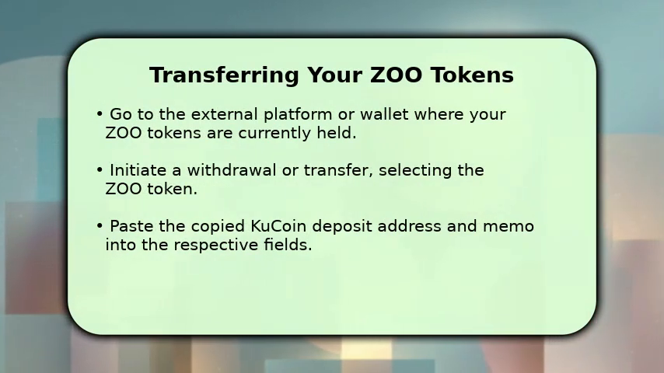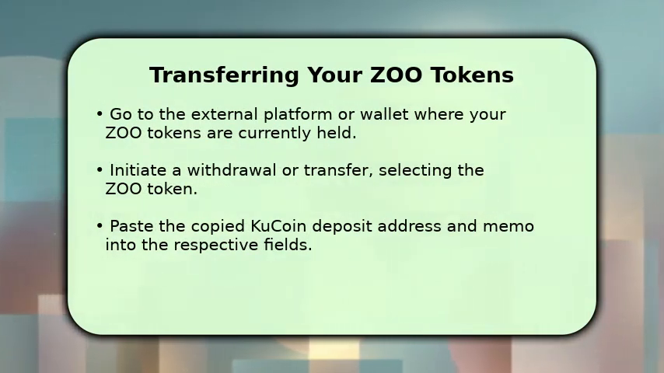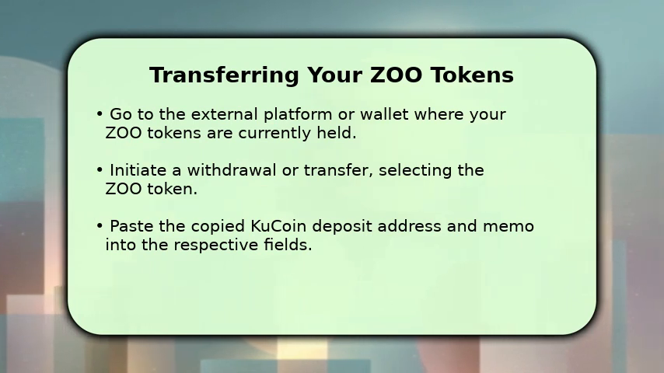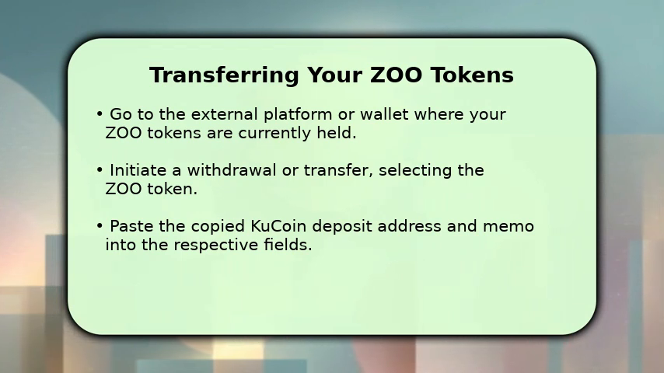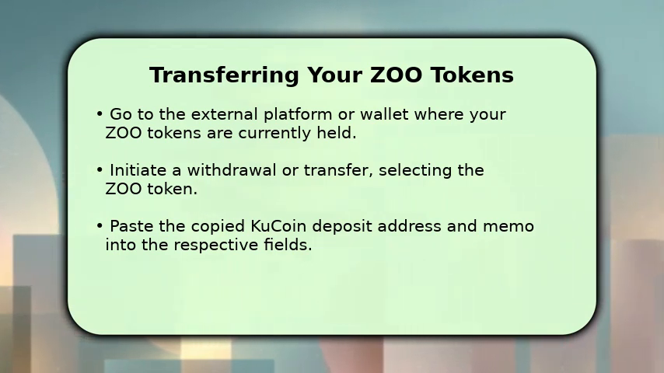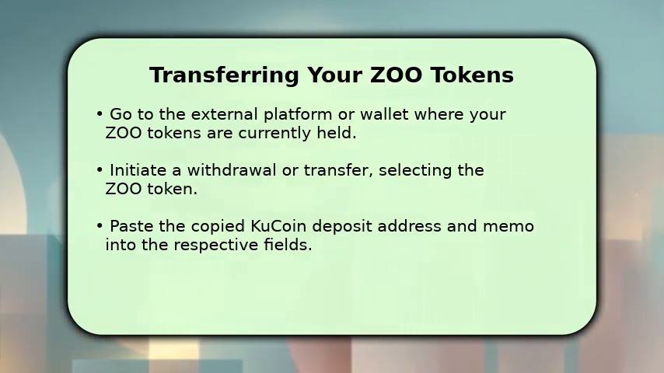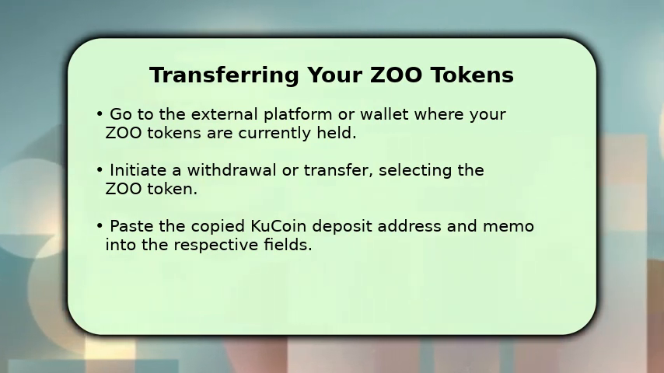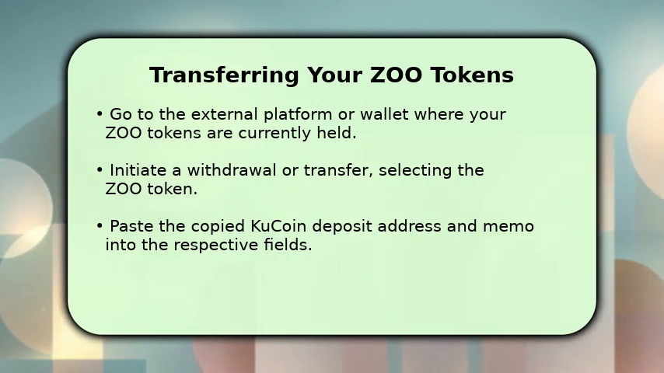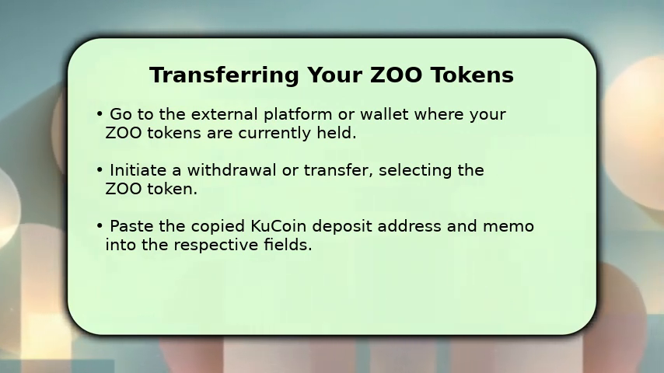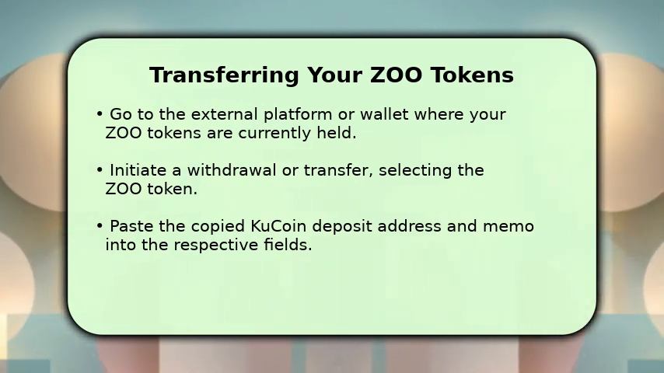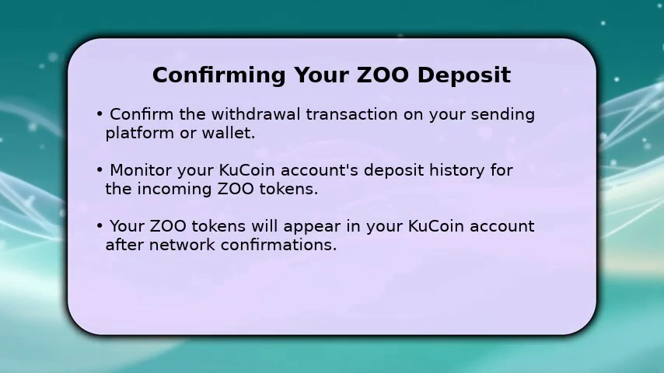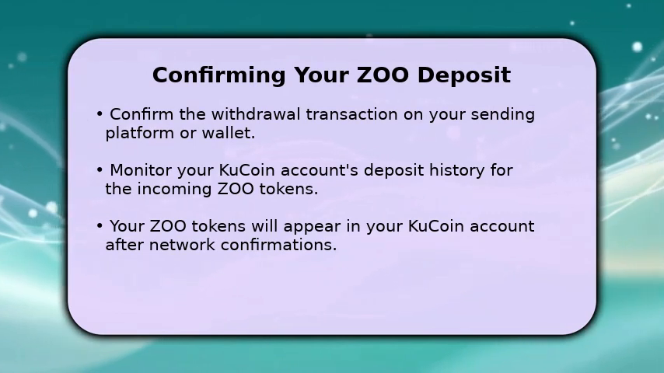Now, switch to the platform or wallet where your ZOO tokens are currently stored. Look for the withdrawal or send option for your ZOO tokens. When prompted for the destination address, paste the ZOO deposit address you copied from KuCoin. Also, ensure you paste the memo into its designated field. Double-check both the address and memo for accuracy before proceeding, as incorrect details could result in lost funds. After initiating the withdrawal, confirm the transaction on your sending platform.